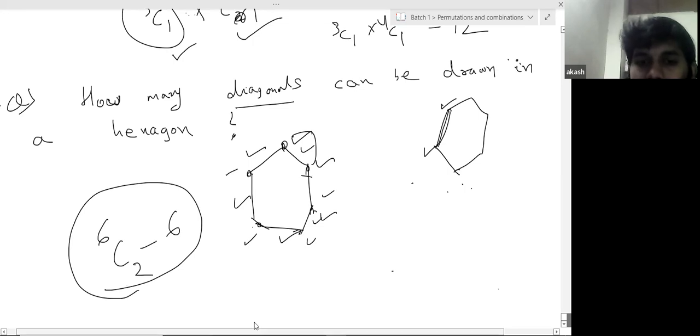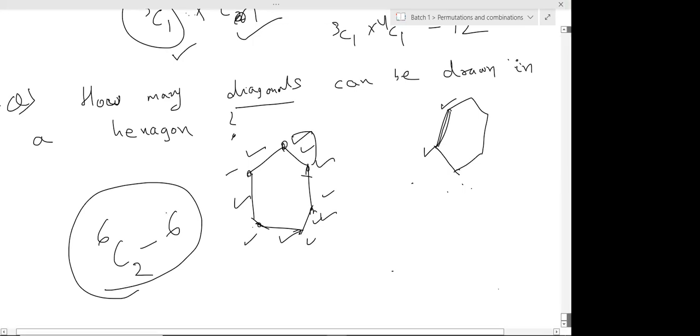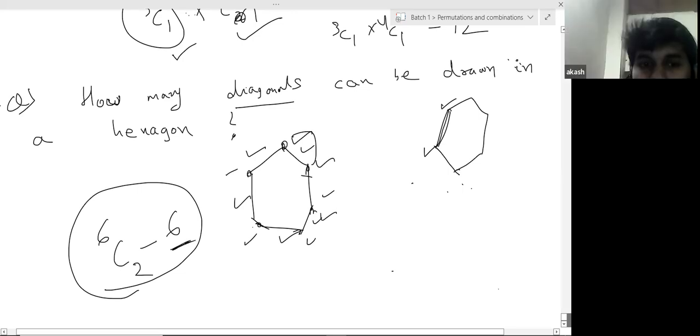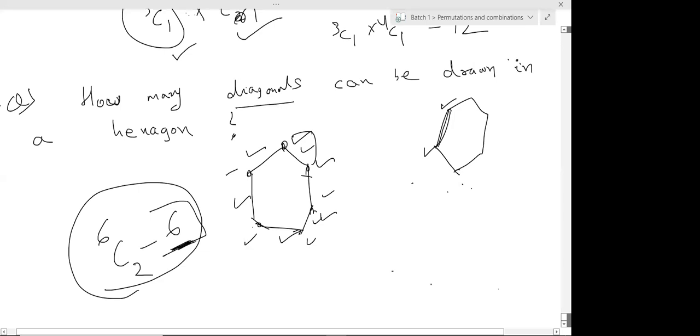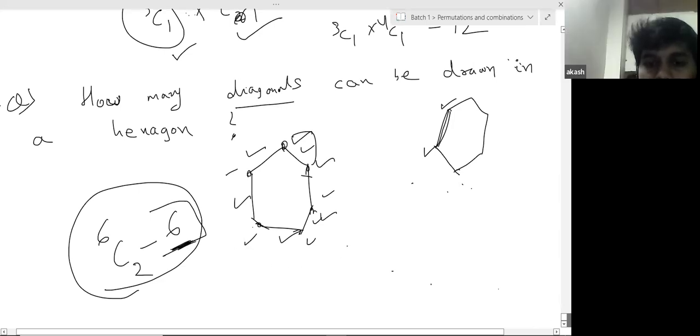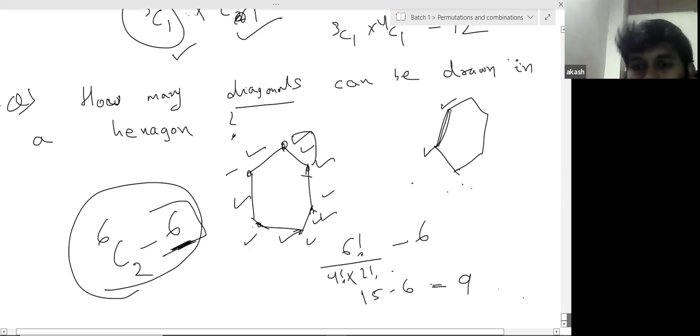Is it clear? Yes, sir. Yeah. So Shabhya, now you get it? You forgot to subtract this one. Yes, sir. So the answer is 6C2 minus 6. So 6 factorial upon 4 factorial into 2 factorial minus 6. So this is 15 minus 6. So 9.